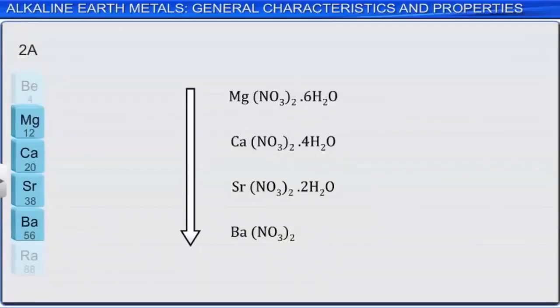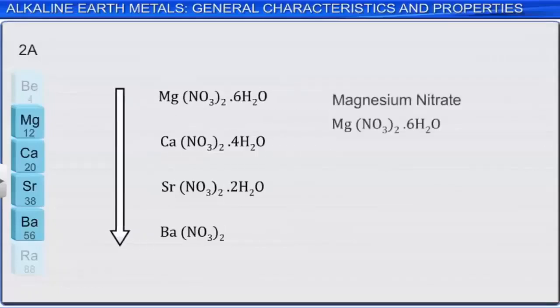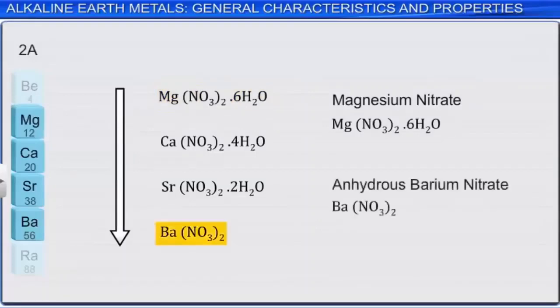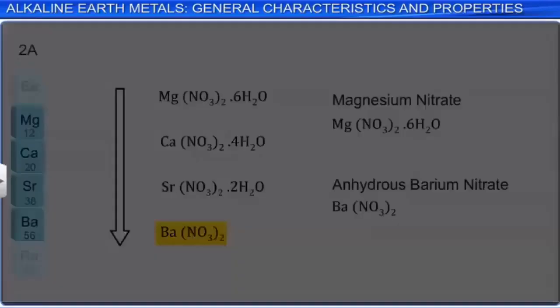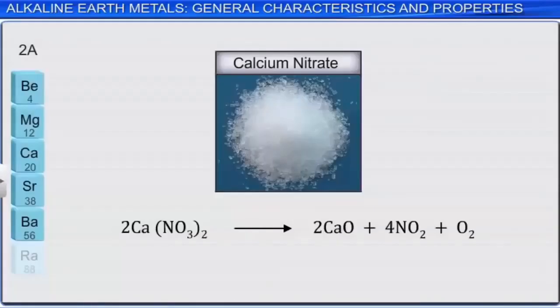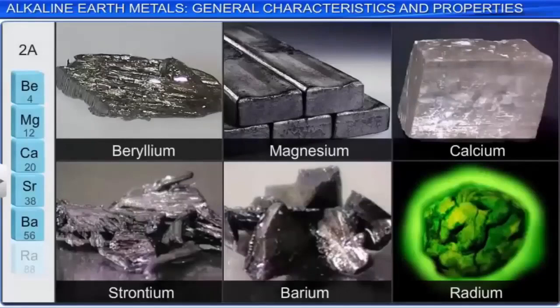This class of compounds repeats the pattern of the decreasing tendency to form hydrates down the column. For example, magnesium nitrate is found as a hexahydrate, but barium nitrate is anhydrous. When heated, all the group 2 metal nitrates decompose to form oxides, as shown in the equation for the decomposition of calcium nitrate.